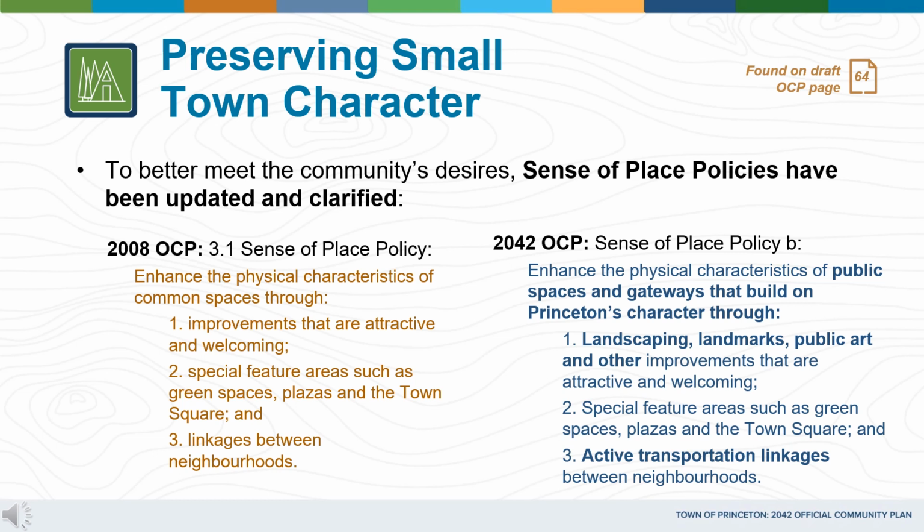In the 2008 OCP, as seen on the left-hand side within the brown-orange font, you can read what the original sense of place policies say. On the right, you can find the updated version in blue. This is found on page 64 of the draft OCP. As you can see, things have been clarified to better show how we will implement and achieve a small town identity through character, form, and design.